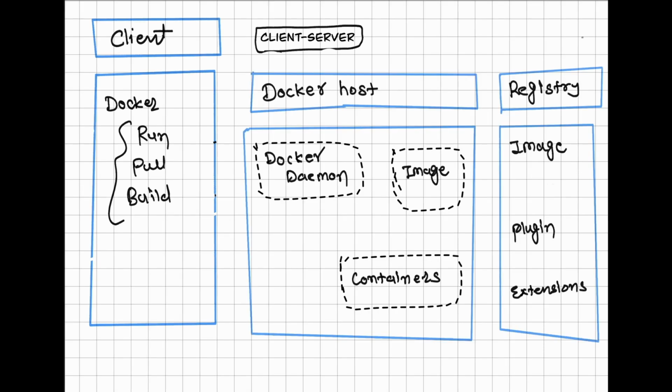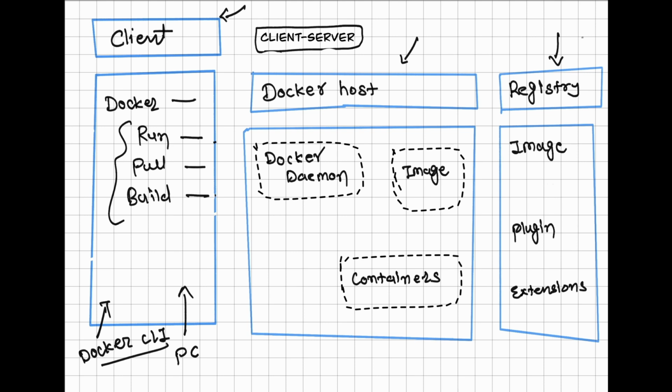Now we are going to see what the parts of Docker architecture are. So there is a client, there is a Docker host, and the Docker registry. So basically in client, there is Docker CLI, which you install on your PC, the command line which we use for Docker, where you can run docker run, pull, or build. So that's basically the Docker client, which requests to the Docker host.